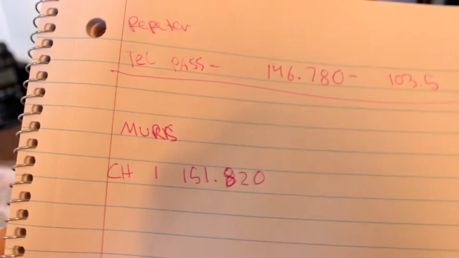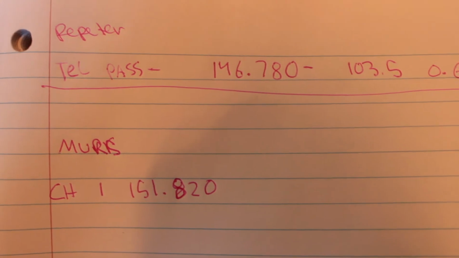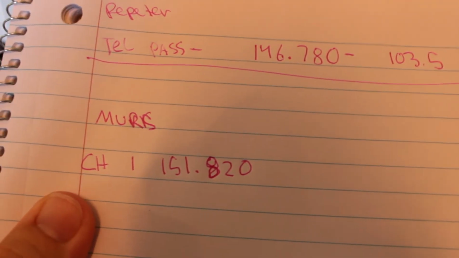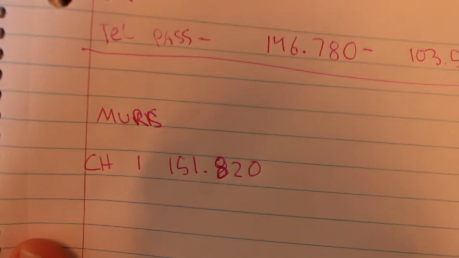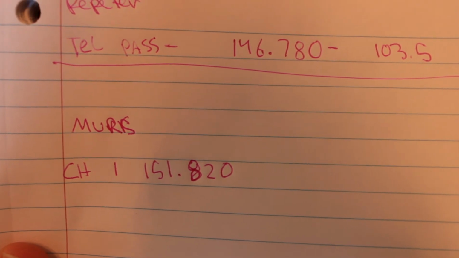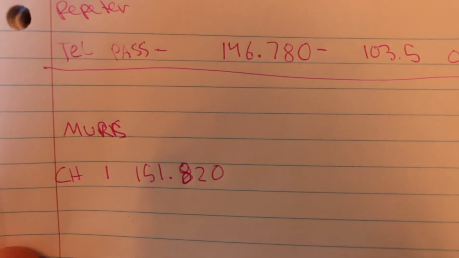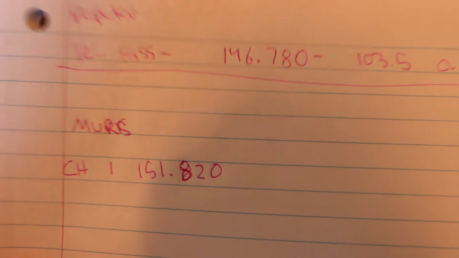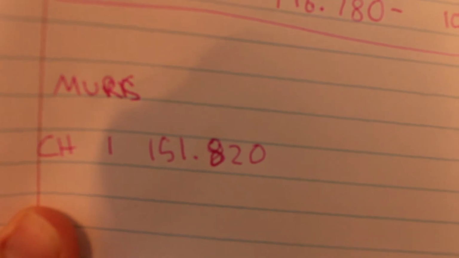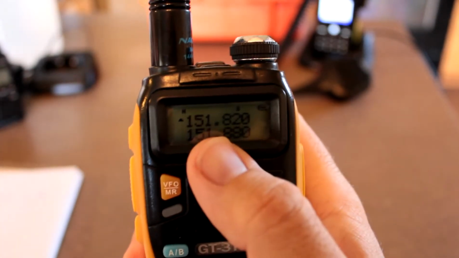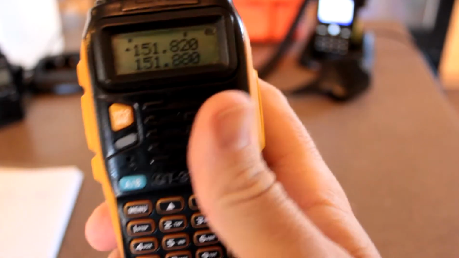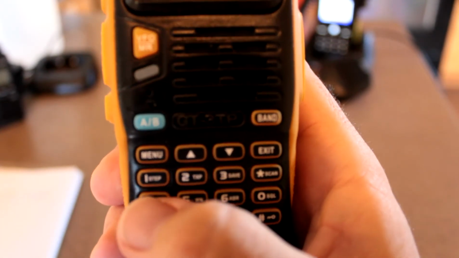So I have two that I want to do. One is a repeater, Telegraph Pass. The other one will be MURS, which is a simplex. Simplex is just radio to radio, where you can talk without a license on MURS. The frequency for MURS is 151.820. So all you do is make sure you're in frequency mode, and you'll type that in right here on the keypad.